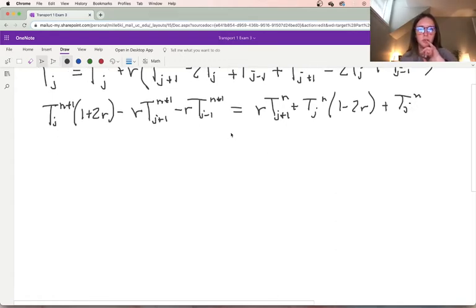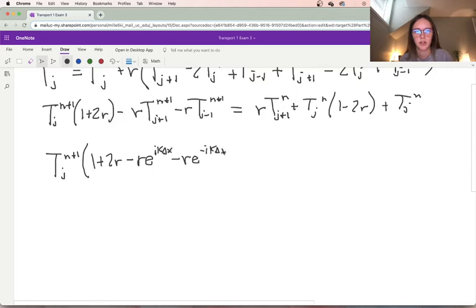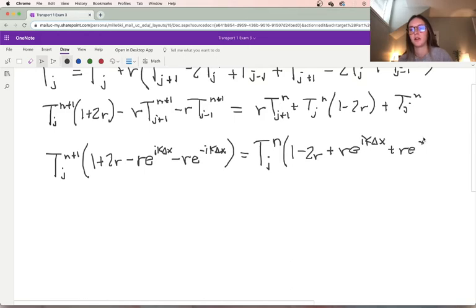And so now we can apply what we did before with our solution of e to the i k delta x, and we can replace some of these with that again. So we are going to factor out the T_j^{n+1}, and this will be multiplied by 1 plus 2r. This will give us a minus r e^{ikΔx}, and this will give us a minus r e^{-ikΔx}. And we'll do the same thing for this side. So we'll get T_j^n, and we will get 1 minus 2r, plus r e^{ikΔx} plus r e^{-ikΔx}.